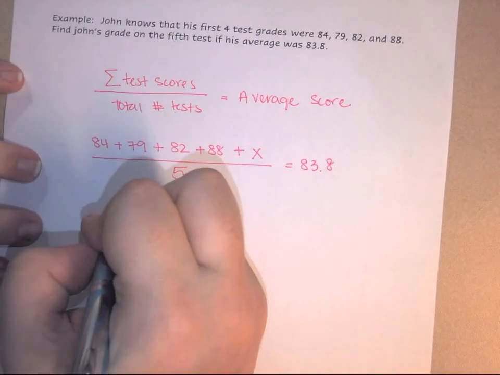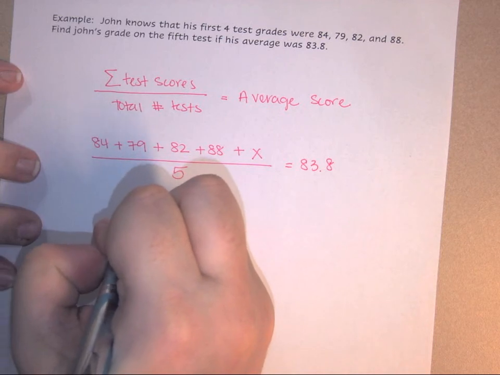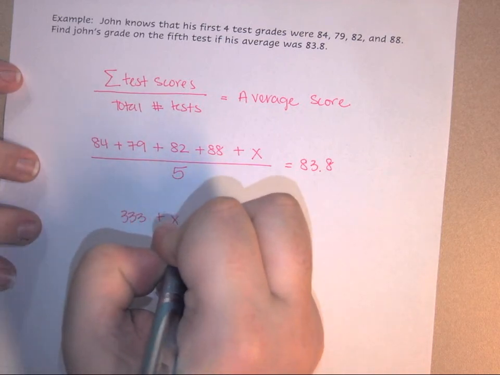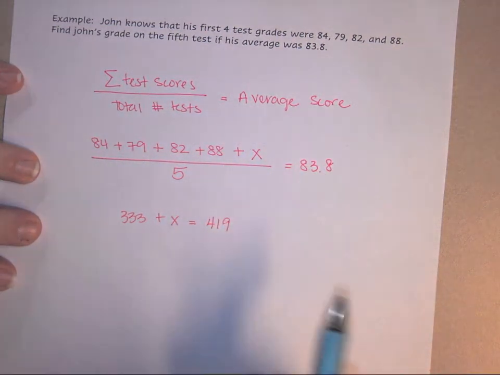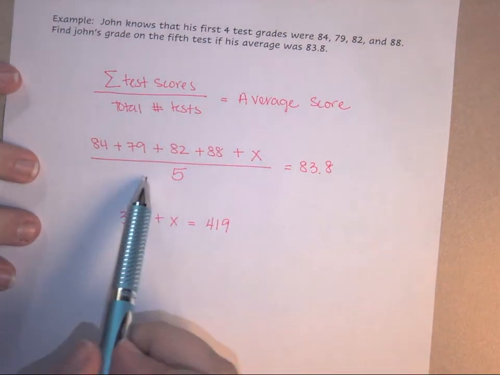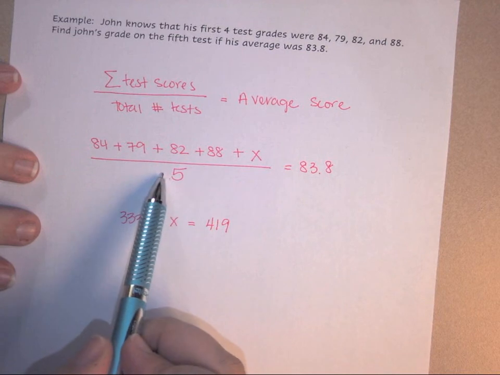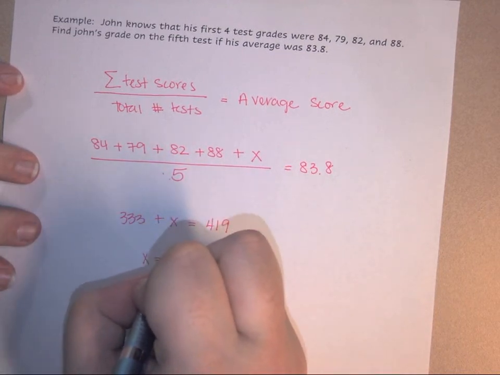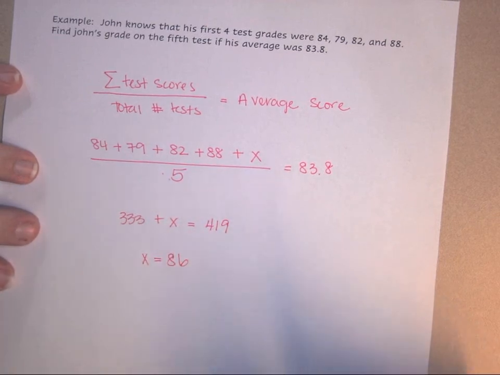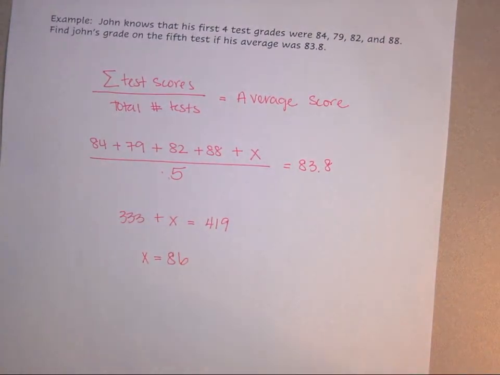So in this case, I'm going to end up with 333 plus x is equal to 419. Now the way I get that is I have to multiply by 5 to move the 5 out of the denominator. So in this case, my x is going to be 86. And that's what we were looking for.